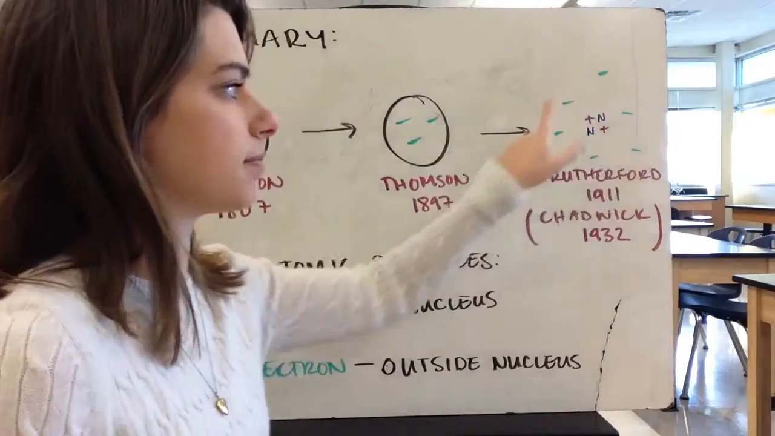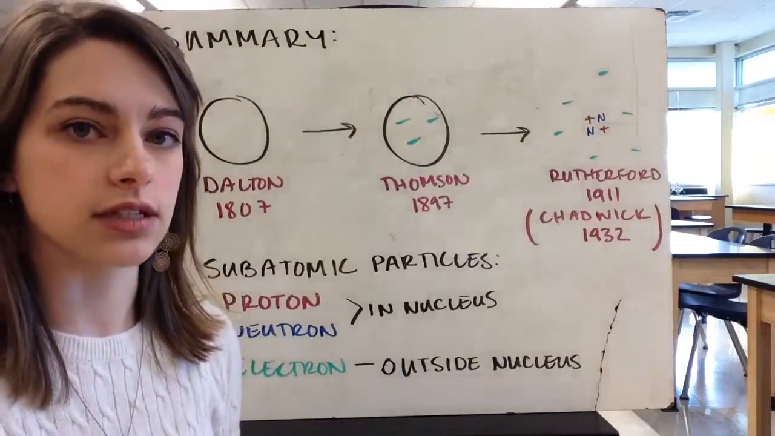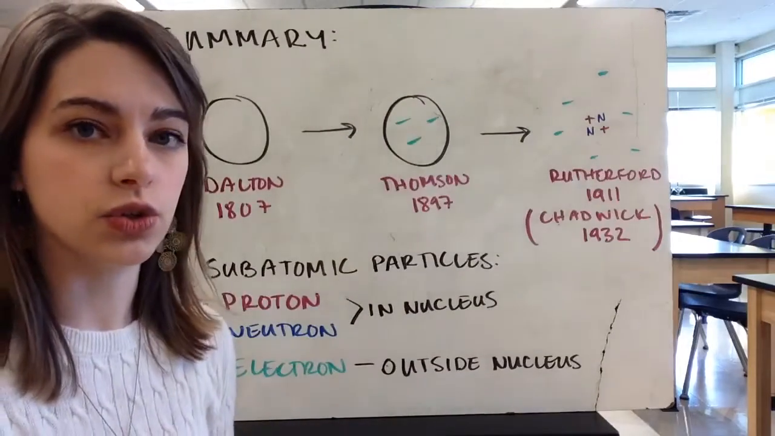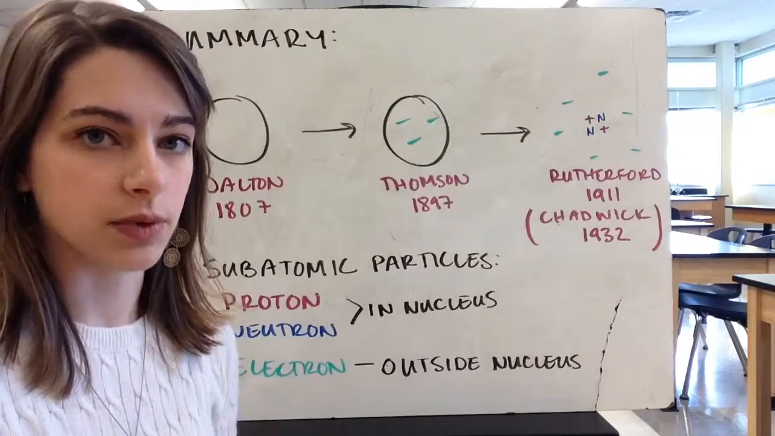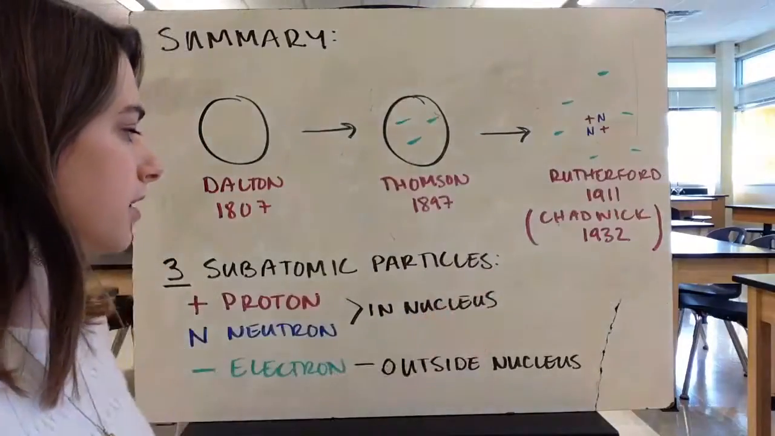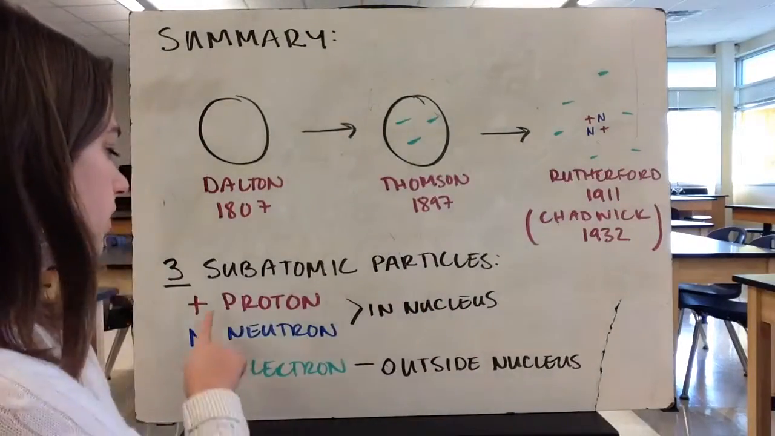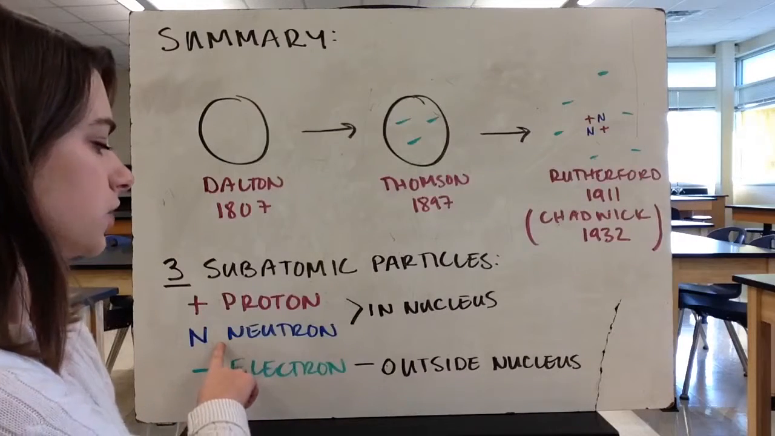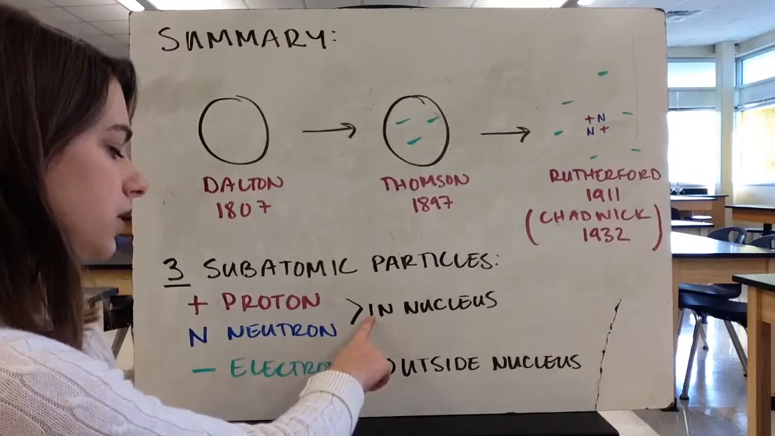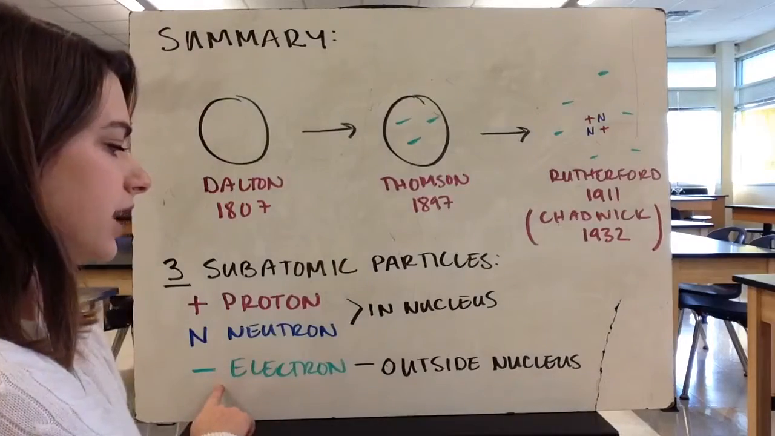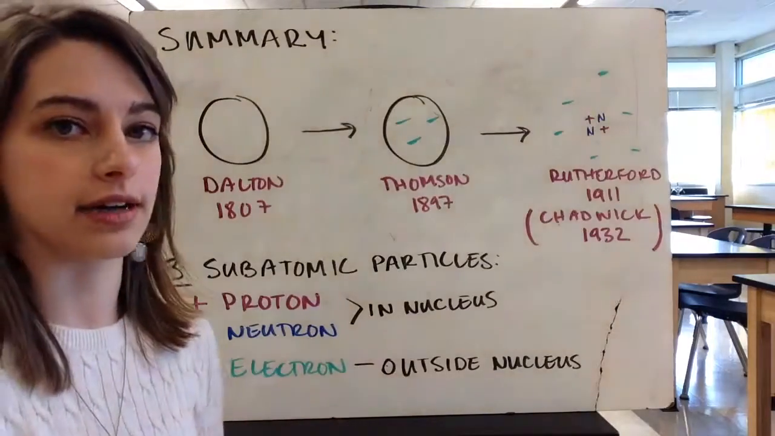So this is where we're stopping for right now. We have a positive nucleus that has two pieces, neutral neutrons, positive protons, with the electrons around the outside. So we have three subatomic particles. We have our positive proton, our neutral neutron, and those are in the nucleus. And then we have our negative electrons, and those are outside of the nucleus.